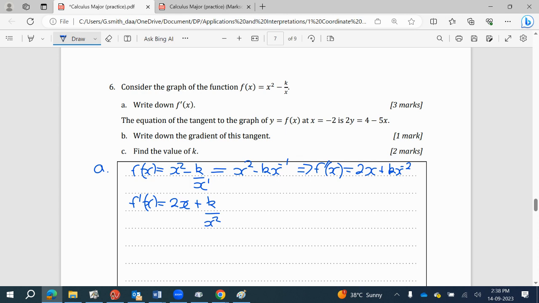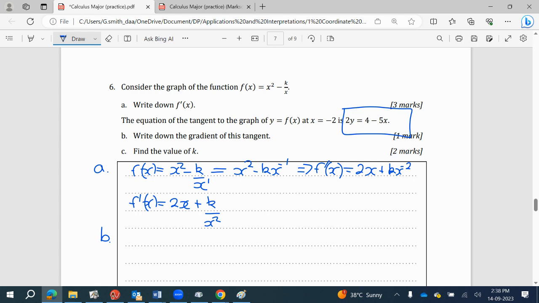The equation of the tangent to the graph y equals f of x at x equals 2 is given. Write down the gradient of the tangent. So if there wasn't this k here in the function, we could just put minus 2 into there and it would give you the gradient of the tangent. But you can't. So in B, we have to extract the gradient of the tangent from this function here. What we want here is point slope form, which we can't really get, but we can get slope intercept form.